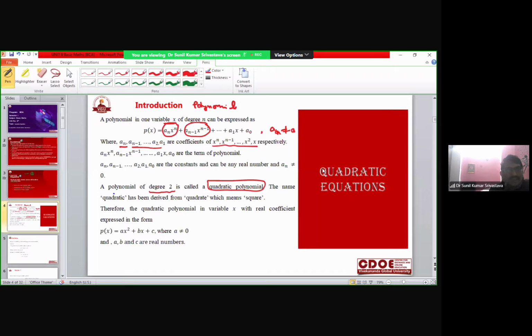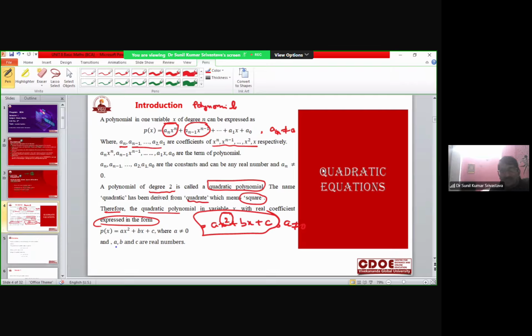Quadratic is a Latin word derived from quadrat, which means square. Therefore, a quadratic polynomial in the variable x with real coefficients has the general form ax squared plus bx plus c, where a is not equal to 0. This is the general expression of the quadratic polynomial, where a, b, c are real numbers. The highest degree of this polynomial in the variable x is 2, so this is a quadratic polynomial.